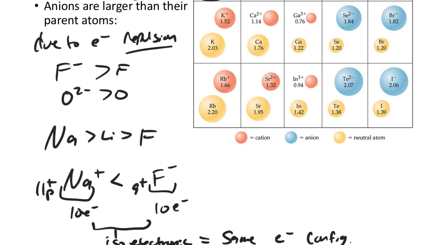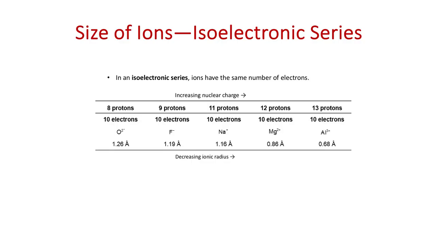And so the thinking might be, do we have one of these isoelectronic series? And so when we're comparing O2 minus to F minus to sodium plus to magnesium 2 plus to aluminum 3 plus, we have to compare and look at the protons. So we go from 8 protons in oxide to 9 in fluoride to 11, 12, 13 in sodium, magnesium, aluminum.